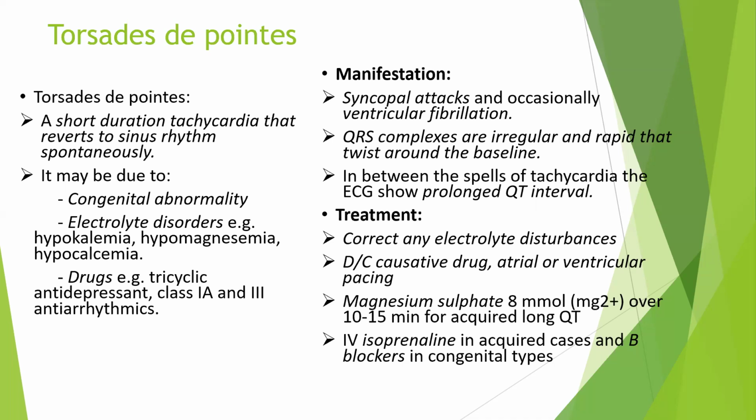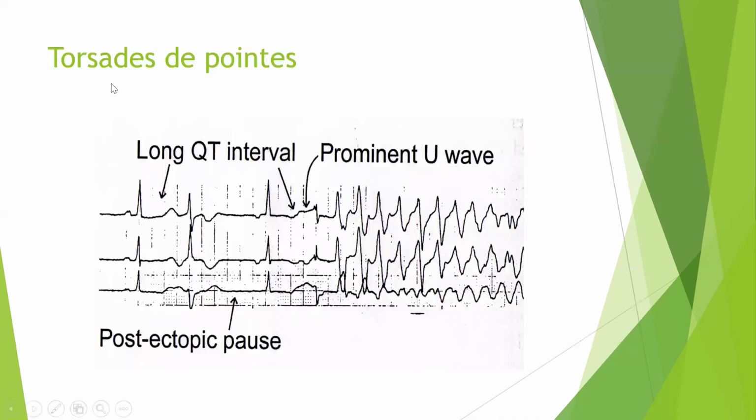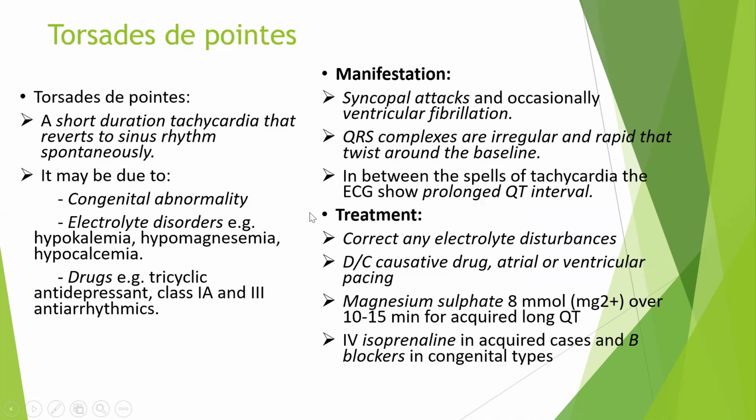In torsades de pointes, usually the complexes are irregular and very, very rapid. And how do you know? They twist around the baseline. This is a normal QRS complex, the QT interval is long, but as it goes to the baseline, there's a twisting. It's a French word, torsades, twisting around the point: torsades de pointes. So there's twisting around the baseline instead of the regular waveform.